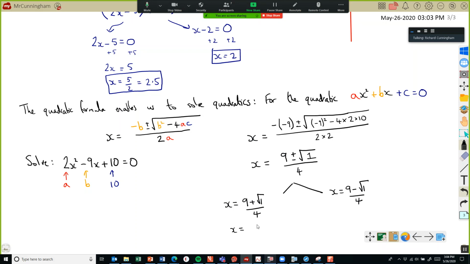What is 9 plus 1? Well, what's the square root of 1? Yep, so 1. So I've got 9 plus 1 over 4, which is 10 over 4, which is 2.5, same as that one. Then this one, I've got 9 take away 1, over 4, which is the same as 8 over 4. So in this case, I get x equals 2, which is the same as this.